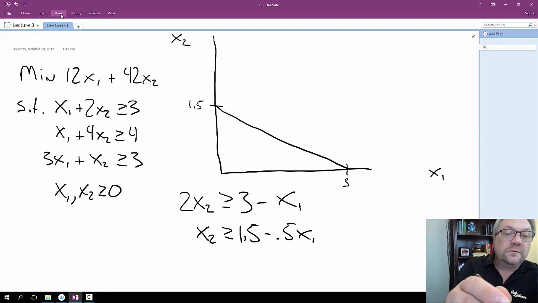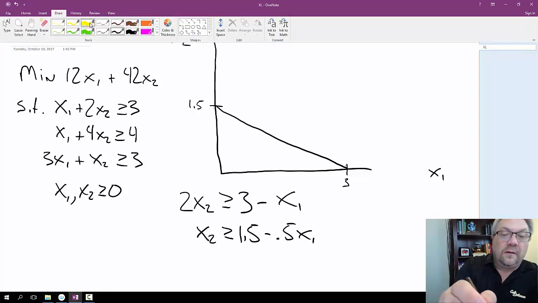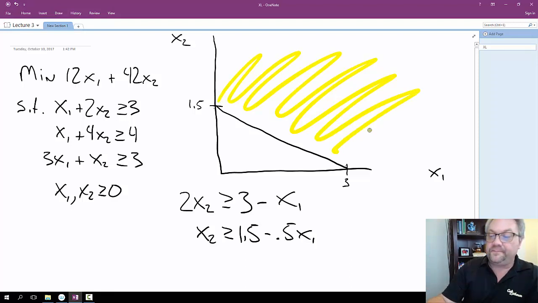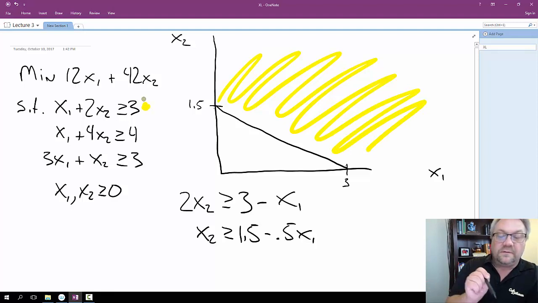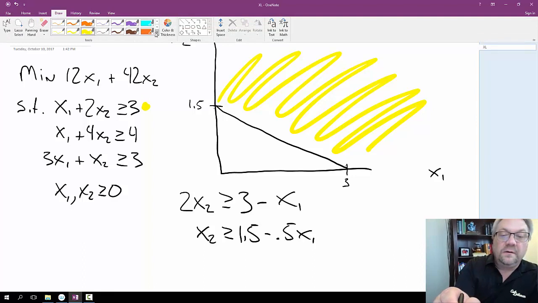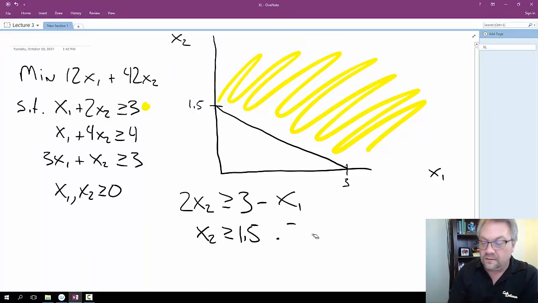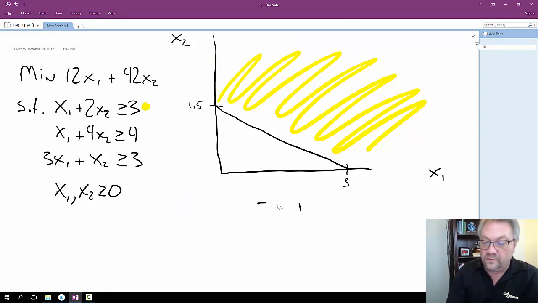So let's just go with yellow for the first constraint, right? So first constraint is yellow. Now let's go back, get rid of this, and do the same thing for the second constraint. Solving for x2, right?